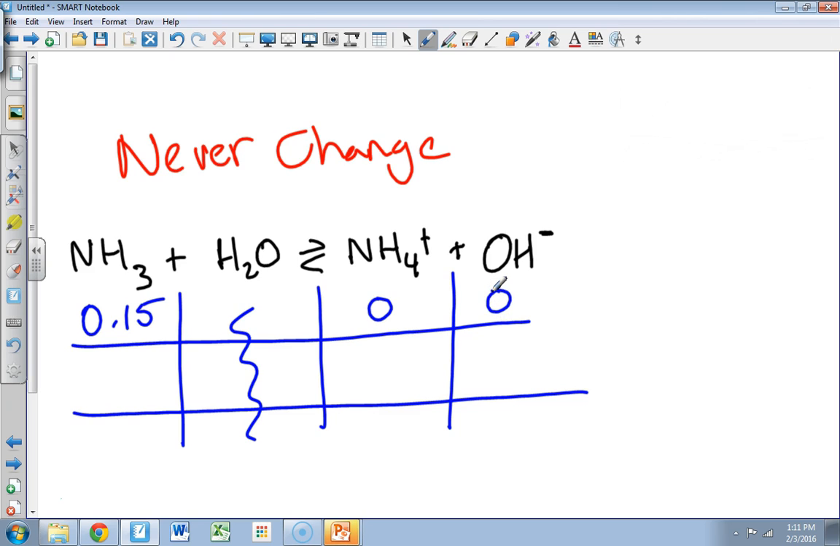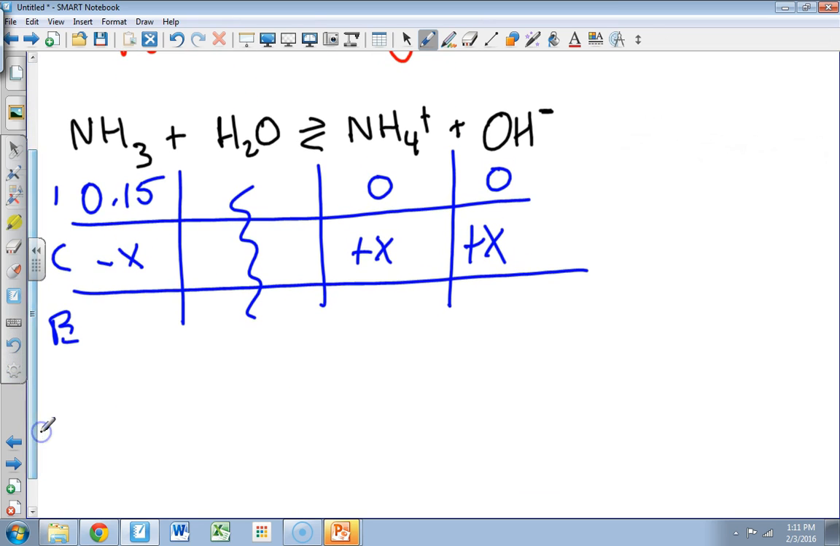0. Okay, so now we fill in the ICE chart. Well, again, anything with a 0, we shift towards the side with the 0. And so it's minus x, let me write ICE, okay, plus x, plus x. And if you can see where we're going from here, feel free to pause the video and see if you can get there. Okay. And so at equilibrium, this is 0.15 minus x. This is x, and this is x.